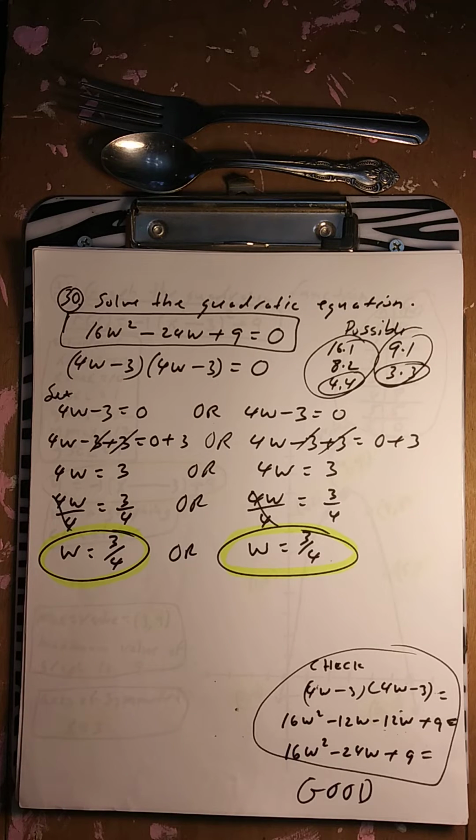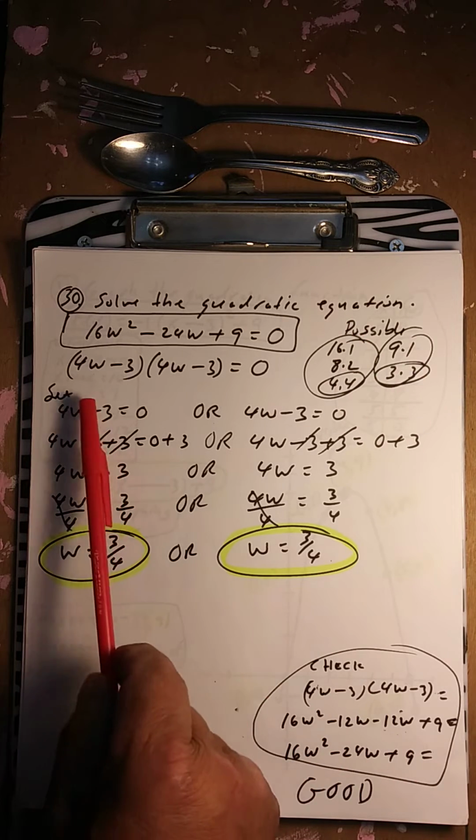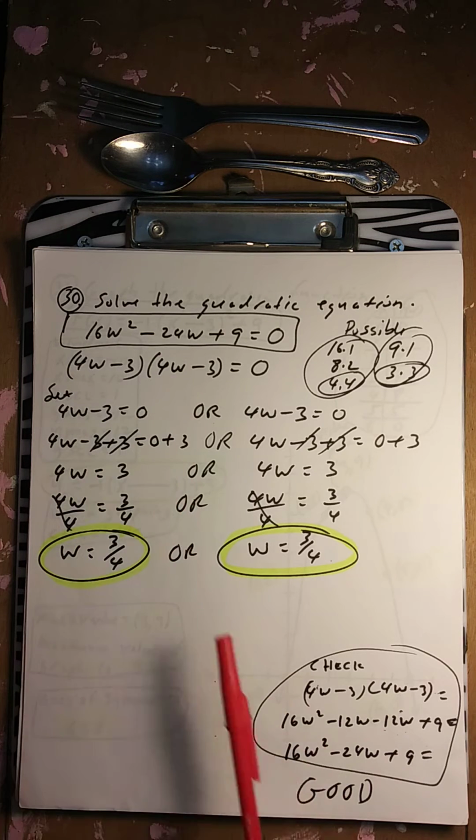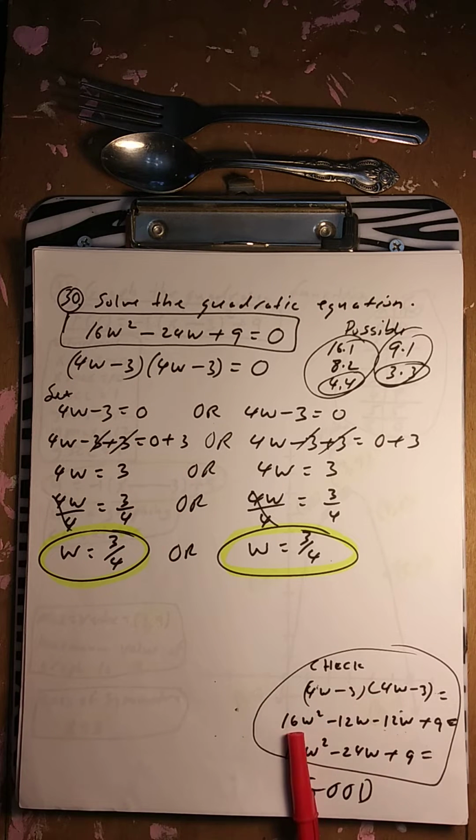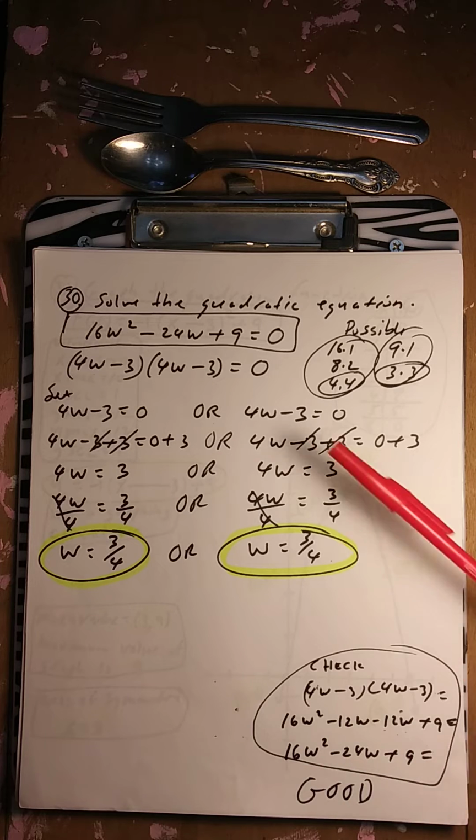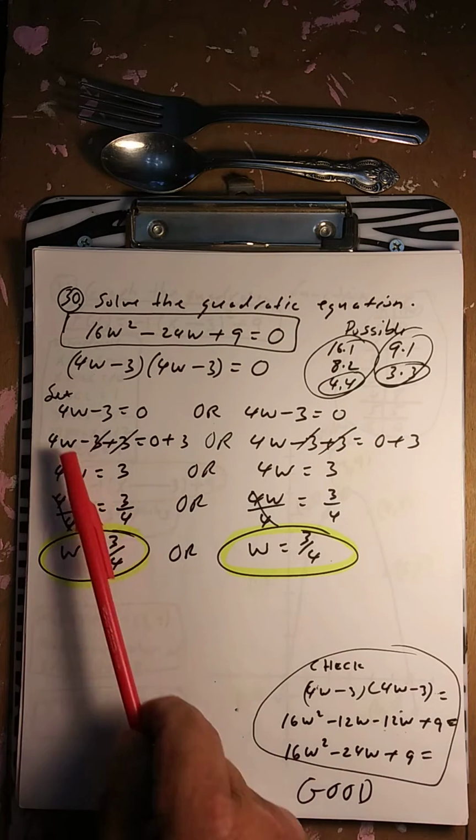Solve the quadratic equation. Look at the possible numbers for the 16. We will choose these numbers here. And I say that 4w minus 3, 4w minus 3 works. Let's check it. That's 16w squared. That's going to be minus 12w plus 9. 16w squared minus 24w plus 9. That matches.